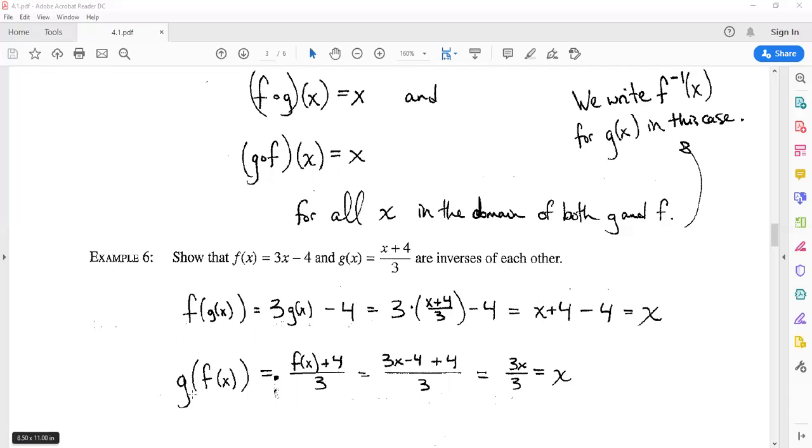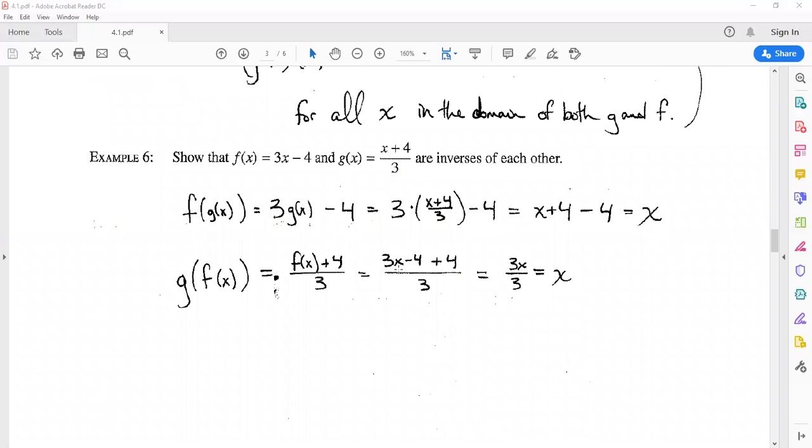OK, let's go the other way. So let's start now with f of x and then do g of that. So g of f of x: we'll take the expression for g of x, and everywhere we see x, we'll replace it with f of x. So we get (f of x plus 4) divided by 3. And now let's remember what f of x is. That's 3x minus 4. So we have on the numerator 3x minus 4 plus 4, and on the denominator, we have 3. Well, plus 4 and minus 4 cancel, and we're left with 3x over 3, which is just x again. OK, this is good.